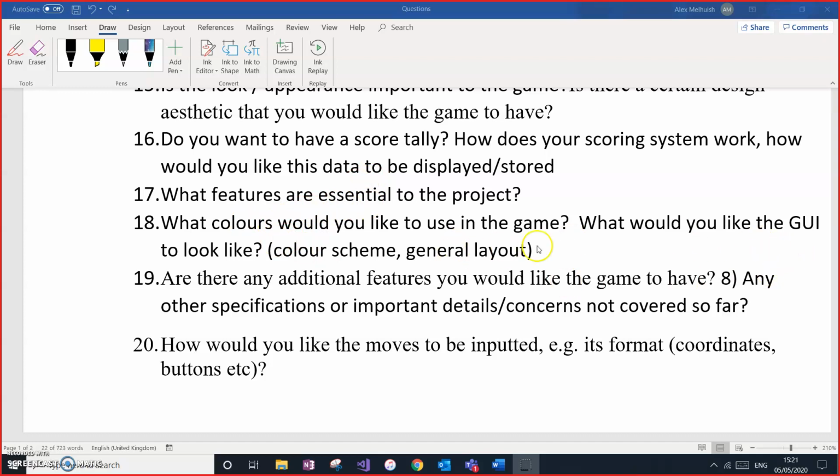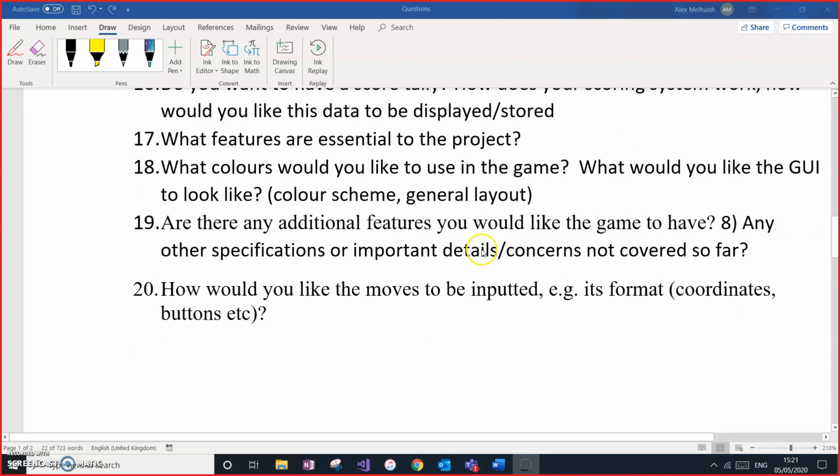Colours I think I've already talked about as well, and the layout. I do want it to be GUI based and not console based. That's maybe not something that your actual real clients would be able to tell you, but for this one I do want you to have a go at applying those GUI skills that you've been working on recently to this particular game. Are there any additional features you would like the game to have?